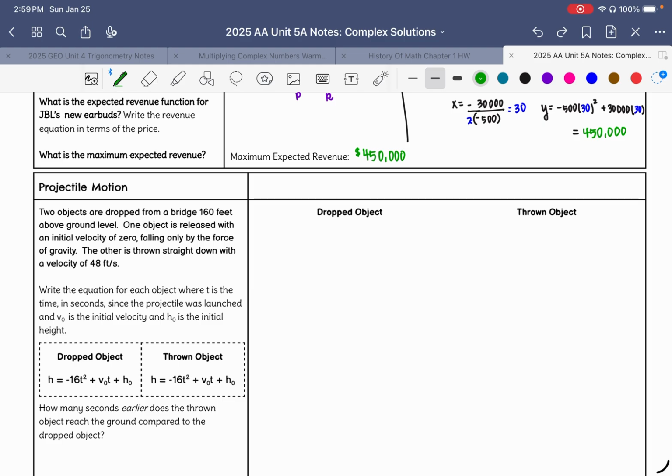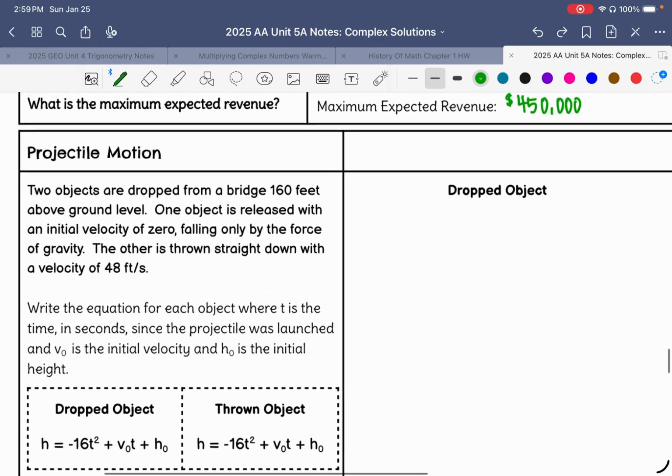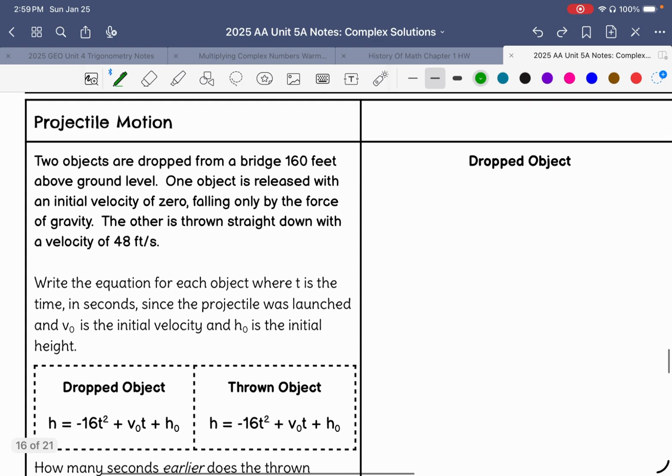Just like we use quadratics to express revenue a lot, we of course use them with projectiles, throwing objects up and watching them come down. So this is the next problem in your notes. Again, this is page 14 if you did not watch the previous video.